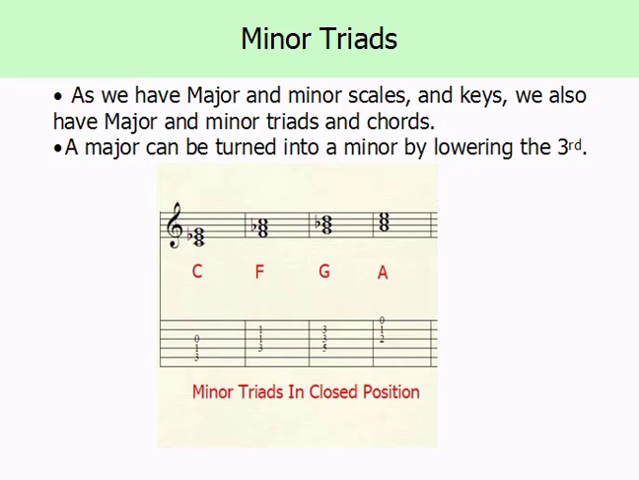As we have major and minor scales and keys, we also have major and minor triads and chords. A major can be turned into a minor by lowering the third. Notice the C now has an E flat instead of an E. The F has an A flat. The G has a B flat. These are minor triads. Now, why doesn't the A have a C flat? Because, as we remember, in our first triad there, the A major triad had a C sharp. So to lower that, we make it a C natural, not a C flat, a C natural. And that gives us an A minor triad.